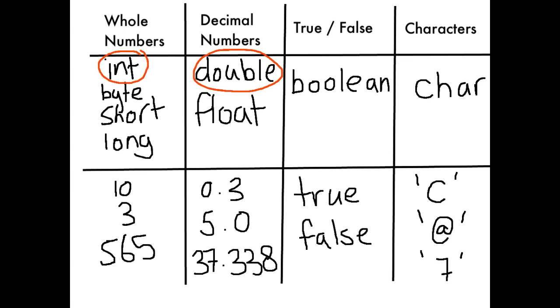Also, I want to point out that when we're referring to any of these primitive data types, they all have a lowercase letter to start. Always lowercase. Same with the boolean variables, a lowercase letter.